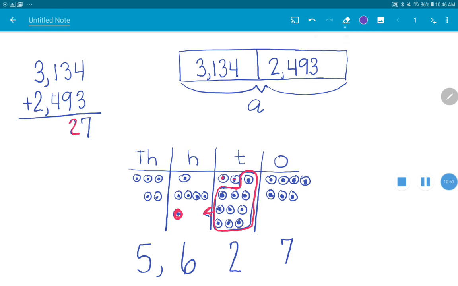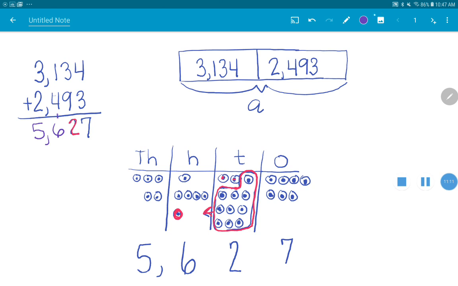Oh, I didn't mean to erase that. I forgot to change to my pencil. And then I add my thousands. 3 plus 2 is 5. That gives me an answer of 5,627.